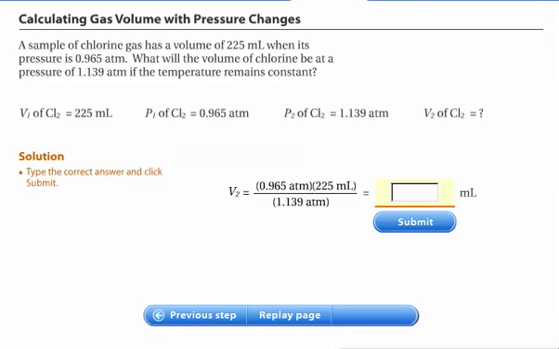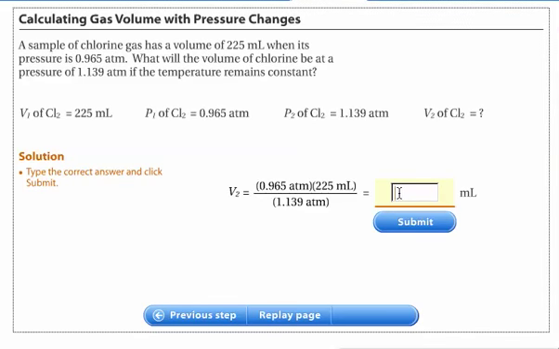Finally, we have to end by doing the calculation. We're going to multiply the two values in the numerator, divide it by the denominator, and when we do that, we get 190.6. Actually, you get 190.6277, but to make sure we keep it in appropriate significant figures, I'm going to round that to 191. We hit submit, and there we go.